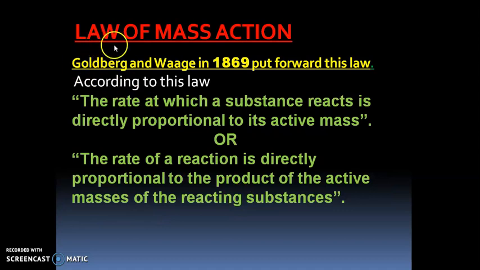So what is the law of mass action? This law was put forward in 1869 by two genius chemists, Guldberg and Waage. According to this law, the rate at which a substance reacts is directly proportional to its active mass, or the rate of reaction is directly proportional to the product of the active masses of the reacting substances.